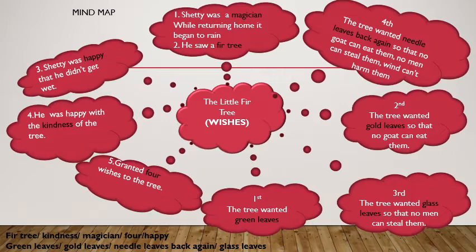Now number 3. Shetty was happy that he didn't get wet. Number 4. He was happy with the kindness of the tree. Number 5. The magician, what did he do? Granted 4 wishes to the tree. Now, what are the wishes? First wish, the tree wanted green leaves. What was the second wish? The tree wanted gold leaves so that no goat can eat them. Its third wish was the tree wanted glass leaves so that no man can steal them. And the fourth wish was the tree wanted needle leaves back again so that no goat can eat them, no man can steal them, and neither wind can harm them.